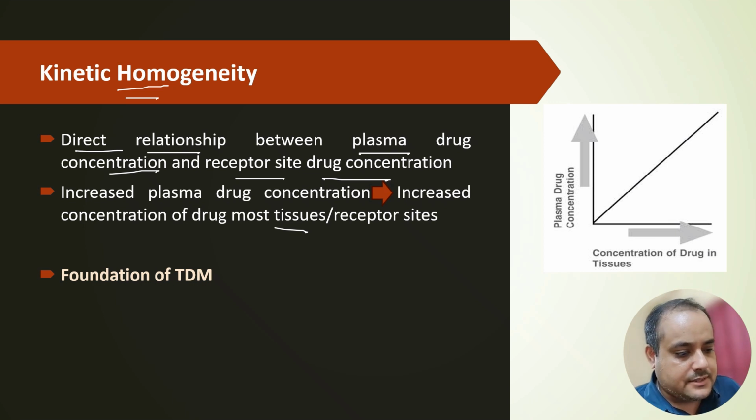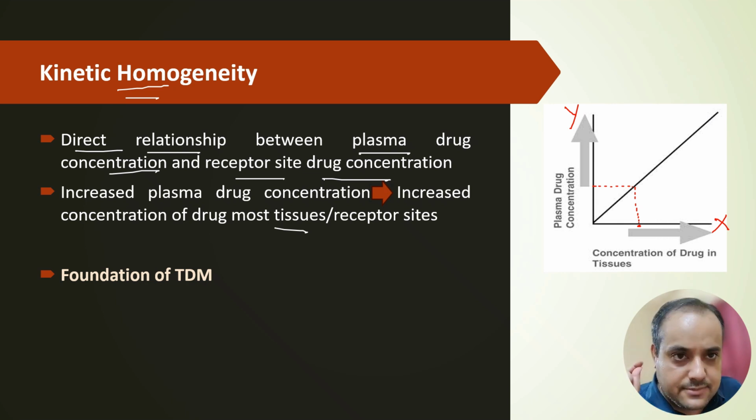So if you look into this figure, suppose this is the y-axis and this is the x-axis. The y-axis has the plasma drug concentration, and the x-axis has the concentration of the drug in the tissues. If you look into this graph, you are going to see that as the concentration of the drug increases on the y-axis, there is a proportional increase of the drug concentration on the x-axis as well. That means there is a direct relationship between them.